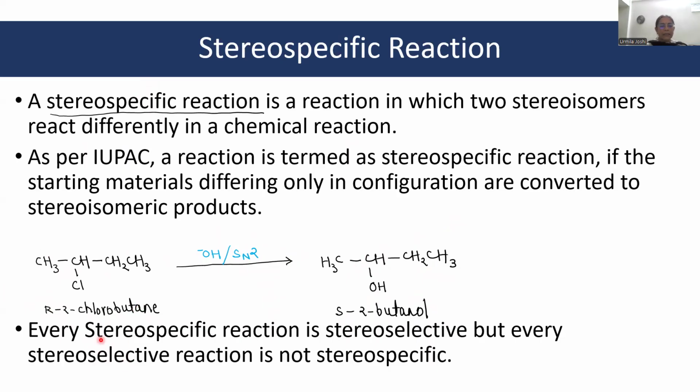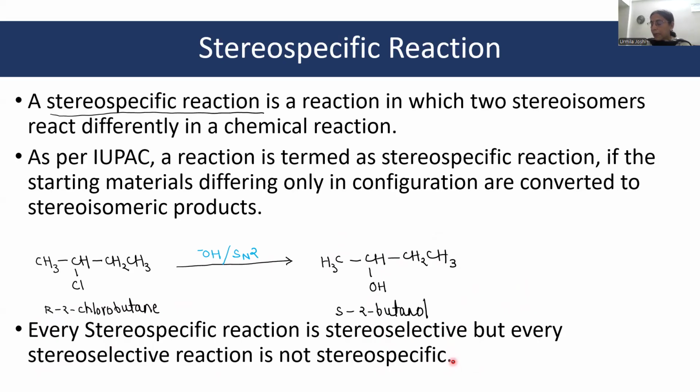Remember, every stereospecific reaction is stereoselective. When there is a possibility of formation of two isomers, S and R, the reaction chooses one isomer. So it is stereoselective also. Every stereospecific reaction is stereoselective, but every stereoselective reaction is not stereospecific. You have to remember this.